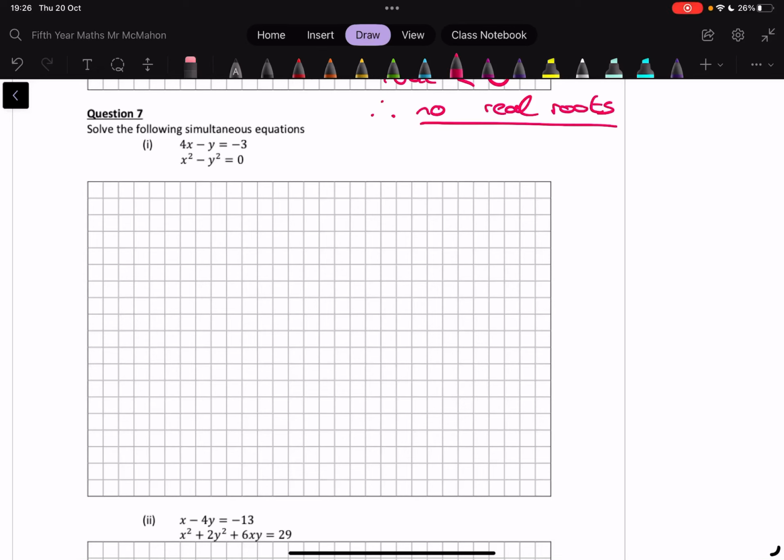Okay, so question 7 says to solve the following simultaneous equations. So we have two different equations, and we are going to solve them by substituting one of the equations into the other one. So generally, as we've done in class, we're going to take the linear one, so that's the one without any squared values. We're going to rearrange it. Let's get y is equal to 4x plus 3, and then we'll sub that into the other equation.